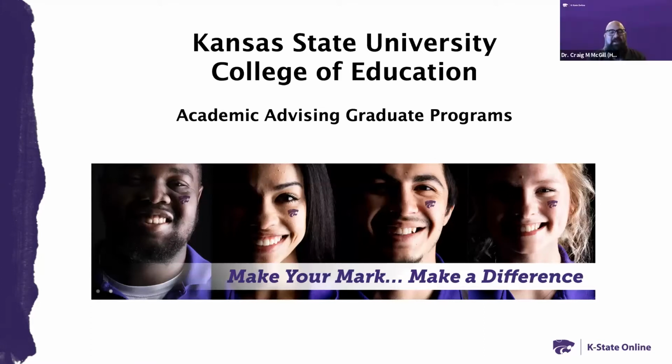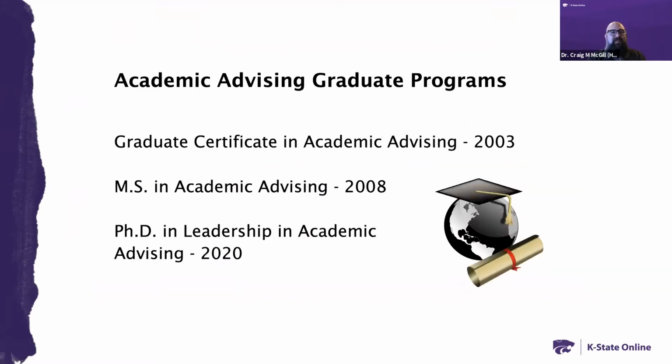Hello, everyone. Happy to have you with us today. We're going to be talking about our certificate, master's, and PhD programs in academic advising in the College of Education at Kansas State University. So these are the three programs. The graduate certificate started in 2003, followed by a Master's of Science in Academic Advising in 2008. And we just had our first cohort begin the PhD last year in academic advising in 2020.